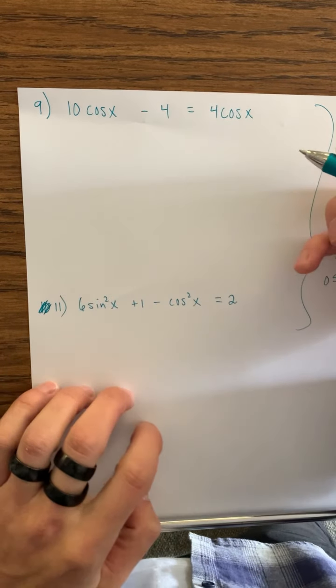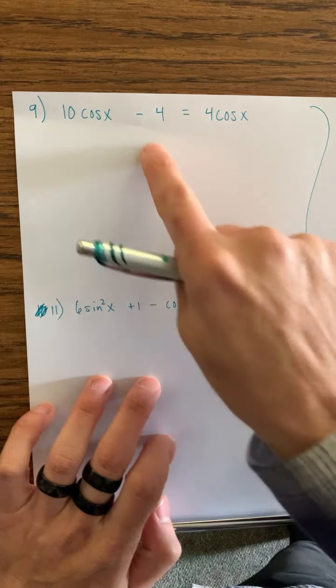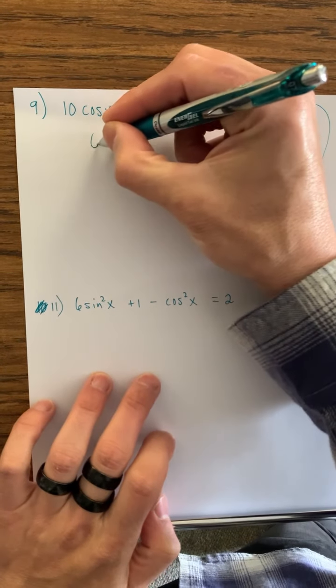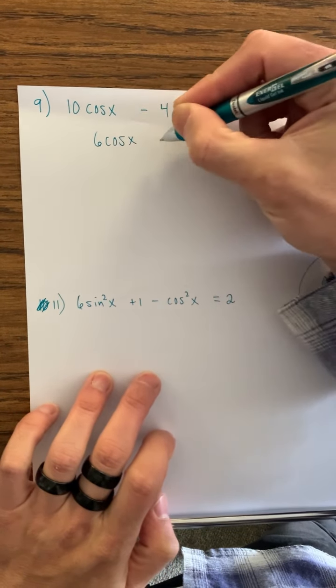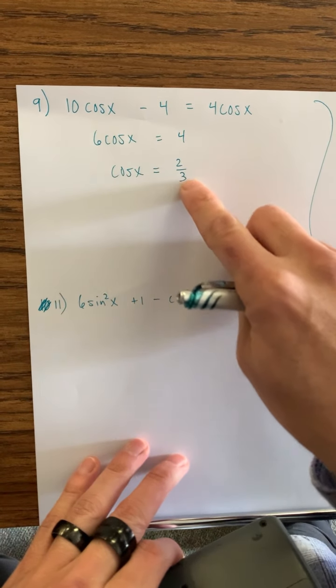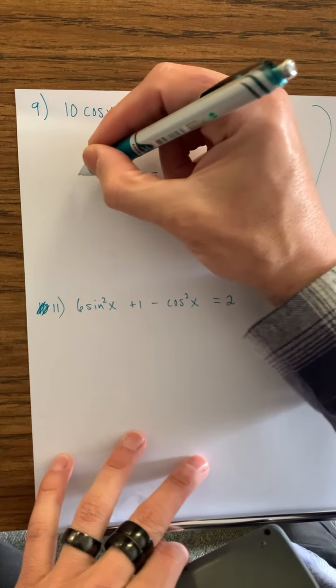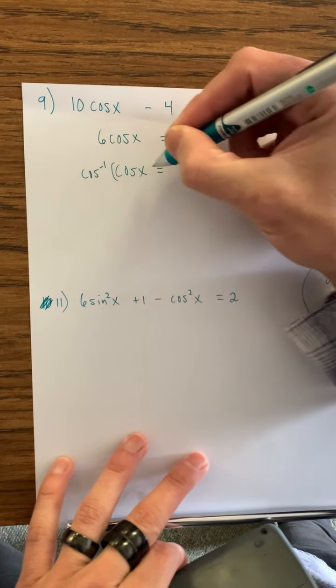Okay, so looking at number 9, maybe the first thing that we can do is subtract the 4 cosine from the 10 cosine and add the 4 to this side. That'll give us 6 cosine x equals 4, right? So you divide by 6 and reduce, and that's 2/3, right? Now look, we're trying to get x alone. So what you want to do now is take the cosine inverse.